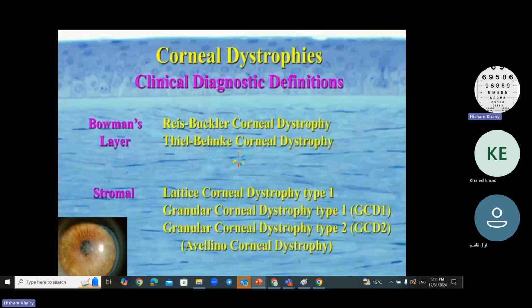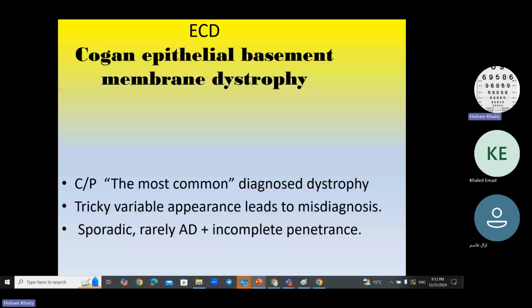Starting with epithelial dystrophies, the most commonly diagnosed dystrophy has been called Cogan epithelial membrane dystrophy. It is tricky. It has a variable appearance, which leads to misdiagnosis. It is sporadic and rarely autosomal dominant with incomplete penetrance.